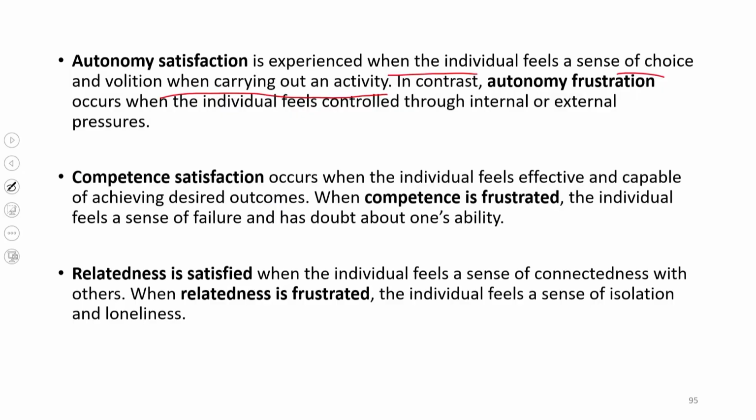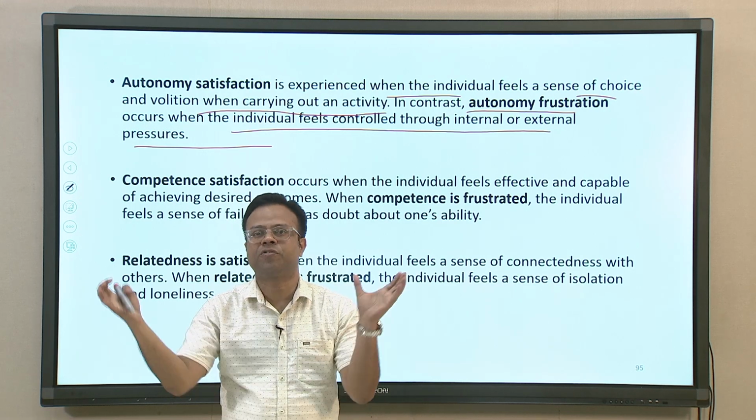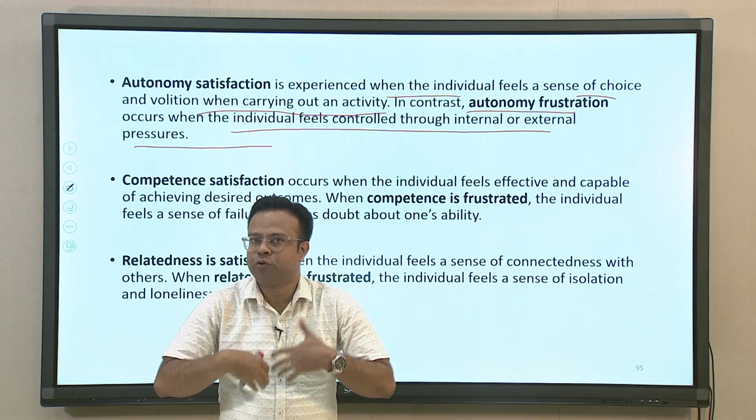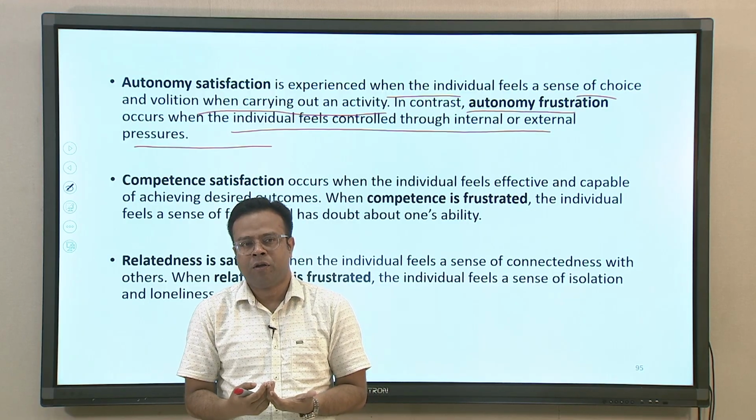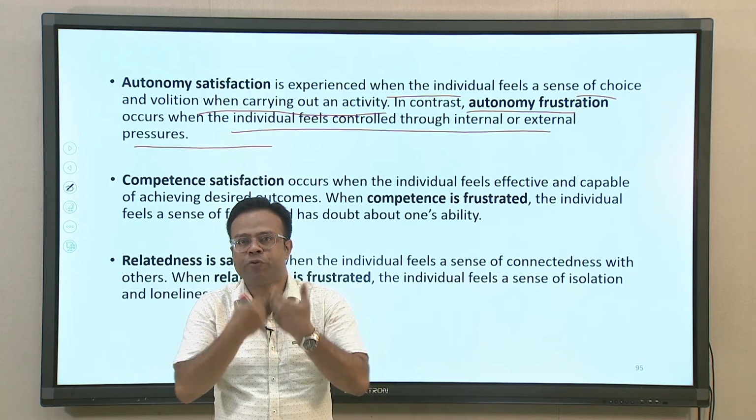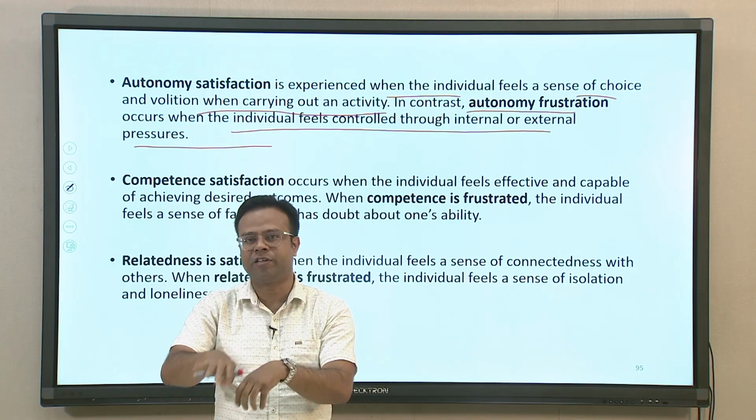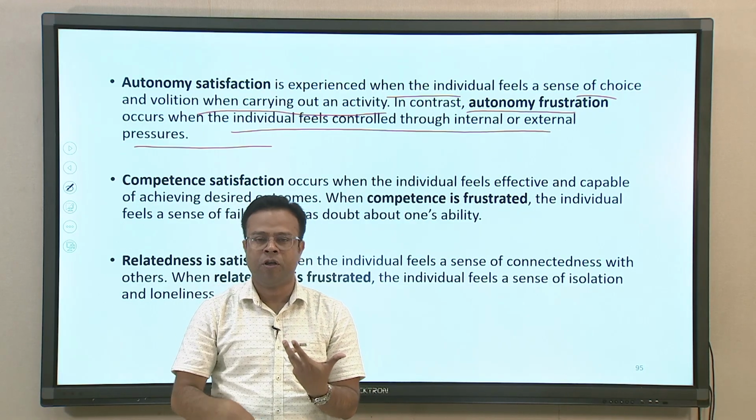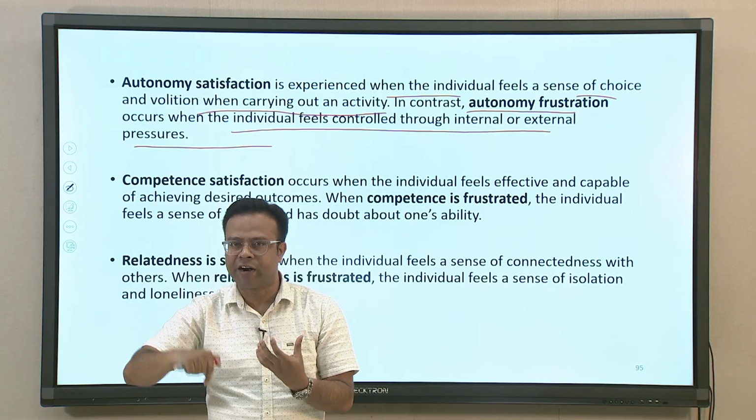In contrast, autonomy frustration happens when an individual feels controlled through internal or external pressures. Autonomy satisfaction is constrained, meaning it is frustrated, when you do something because of some pressure. You don't want to do it, it is not your choice, but the situation is such that you have to do it. So, there is a pressure on you. That pressure could be external or internal.